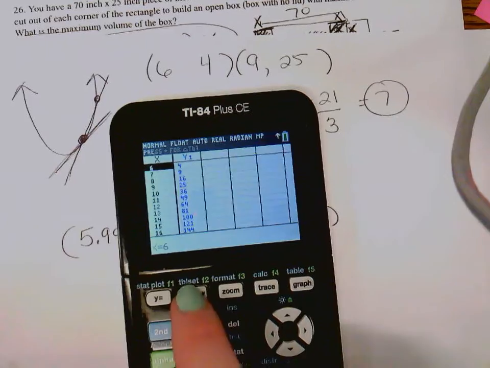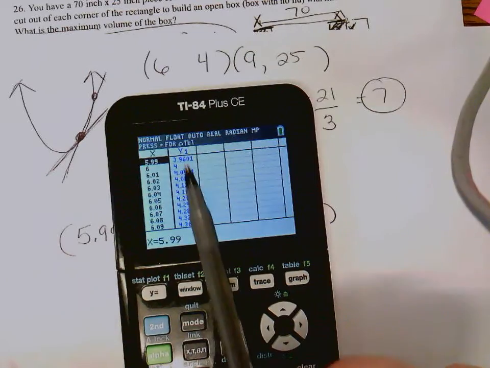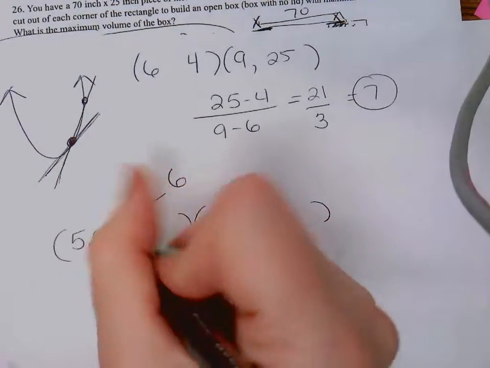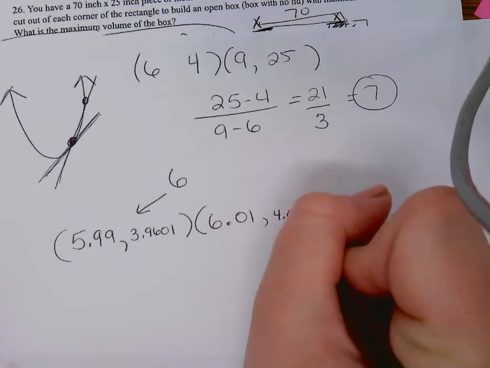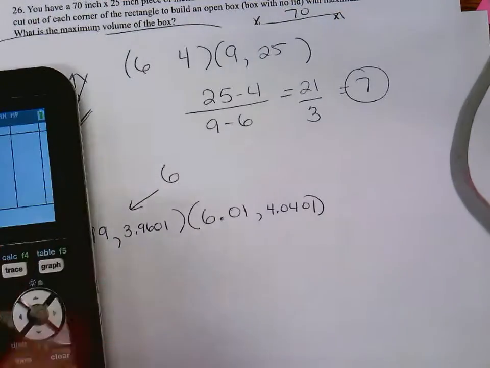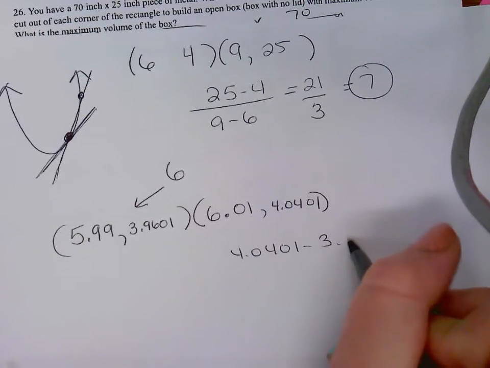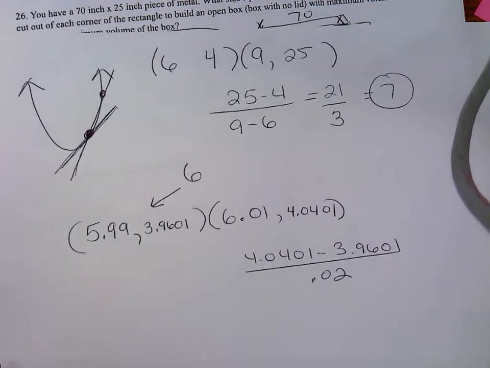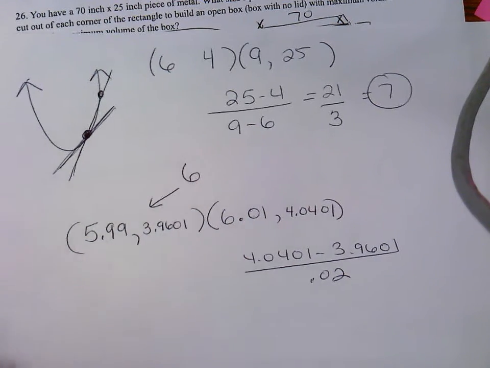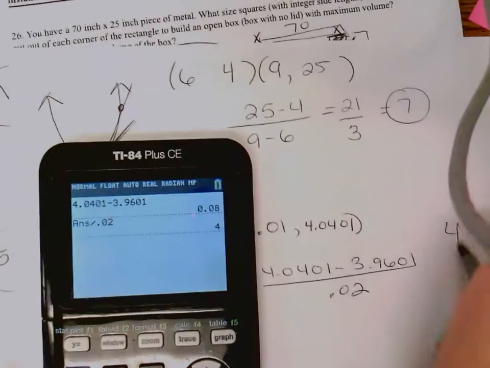So I'm going to go back to my table setup at 6, count by 0.01, back to my table. These are the values I want to use. So at 5.99, 3.9601, at 6.01, 4.0401. So I'm going to subtract y2 minus y1 and divide by 0.02, because that minus that is 0.02. 4.0401 minus 3.9601. Hit enter, divide by 0.02. So I have a slope of 4.